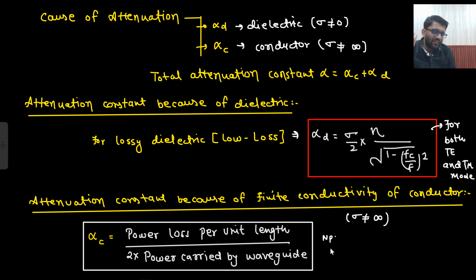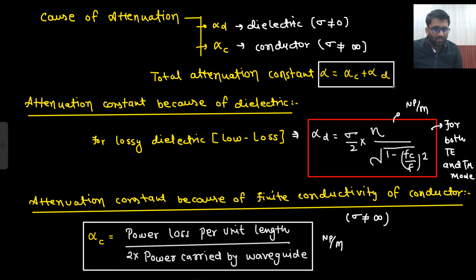So this kind of question can come. And what will be the unit of this? Napier per meter. What will be the unit of this? That will also be Napier per meter. And what will be the total attenuation constant? That will be the addition of both of them, alpha c plus alpha d. Is that clear to you?